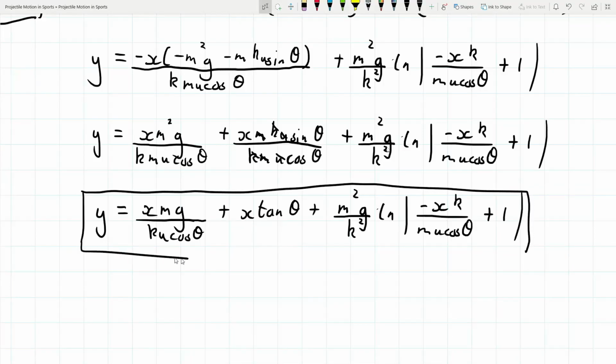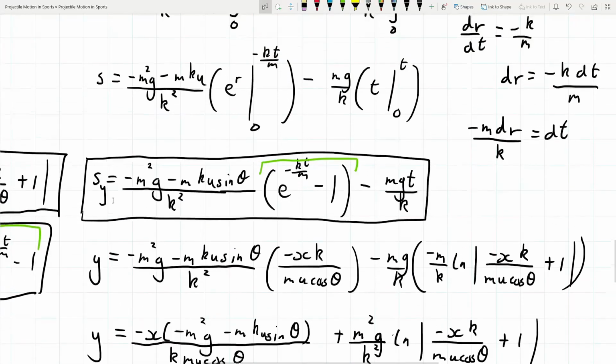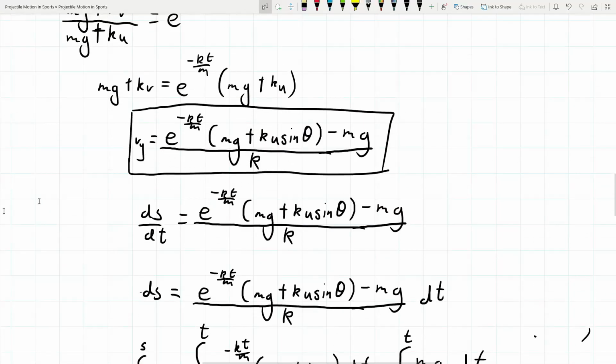So everything else in here is just a constant, so we can graph this and see what the trajectory looks like, which is what we're going to do in the next part. So now we have an equation for y and x. We have an equation for the displacement of y and the velocity of y up here. Okay, cool.